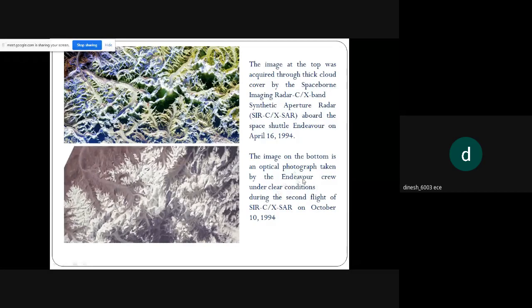The bottom is an optical photograph of the same place, taken by the crew under clear conditions during the second flight of SIR-C/X-SAR on October 10, 1994. There is a huge difference. Taken during a cloudy period, taken during a clear period.